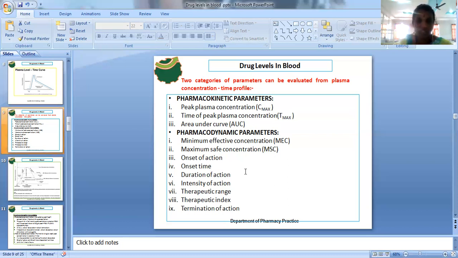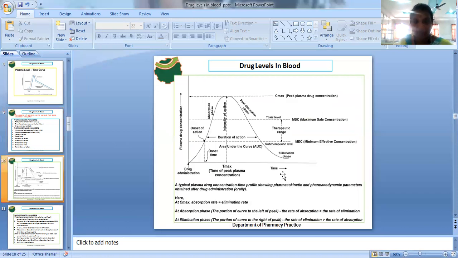This is the ideal graph for the plasma concentration time profile after the drug is administered orally. It is obtained by plotting concentration on the y-axis and time on the x-axis. This is the ideal plasma concentration time profile, which shows all the pharmacokinetic as well as pharmacodynamic parameters. You can see that the starting point is where the drug administration takes place.